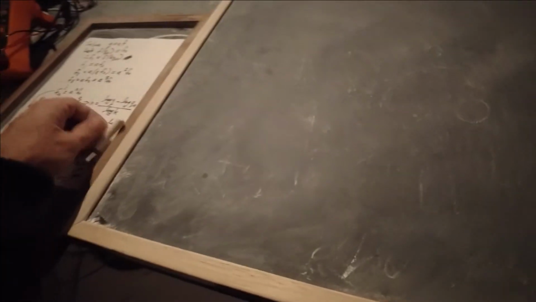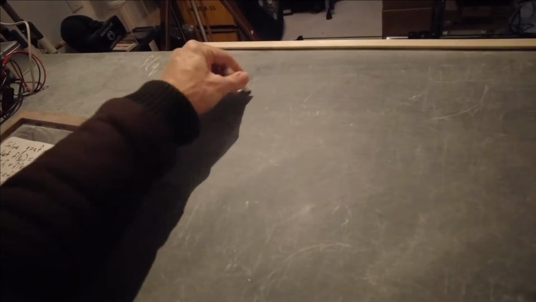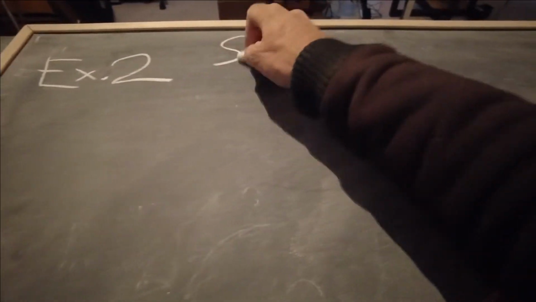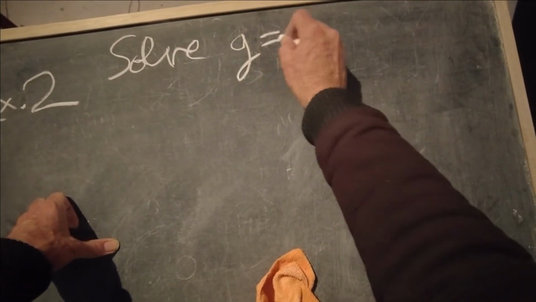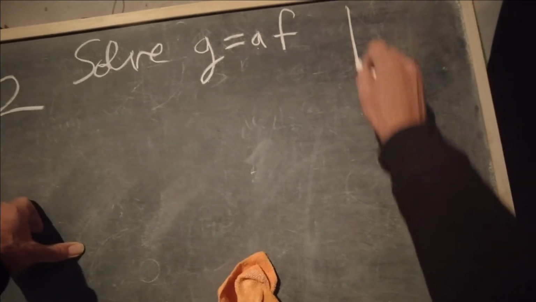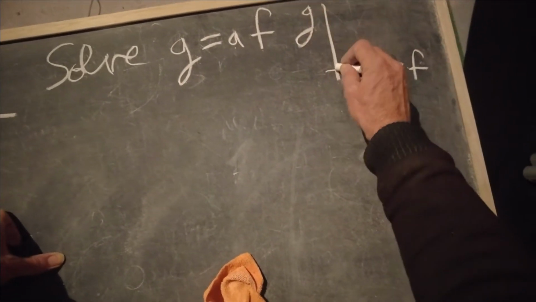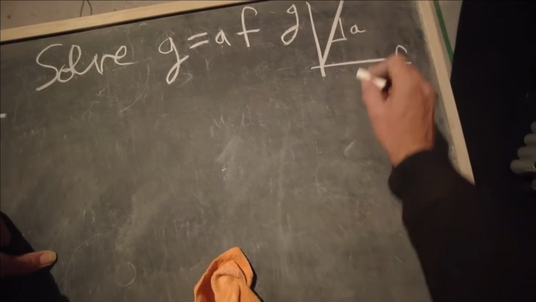So we'll take this right here, and call this example 2. We're going to solve g equals af. In other words, this is the comparagraph, and it's just a straight line that passes through the origin, and the slope of the line is a.